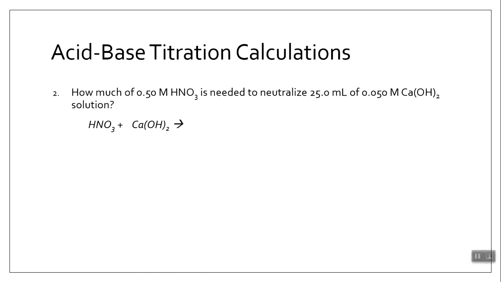How much of 0.50 molar nitric acid is needed to neutralize 25 milliliters of 0.05 molar calcium hydroxide solution? And here, I took away the products because I wanted you to find the products. So go ahead and determine what the products are going to be. Remember that for a neutralization reaction, we always have water as one of our products. And our other product is going to be what?